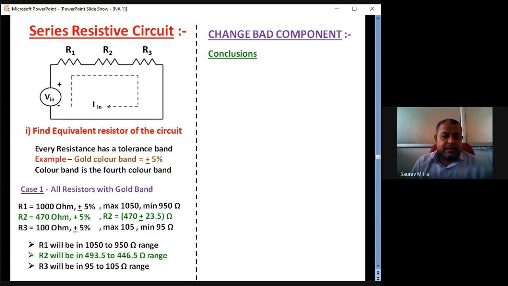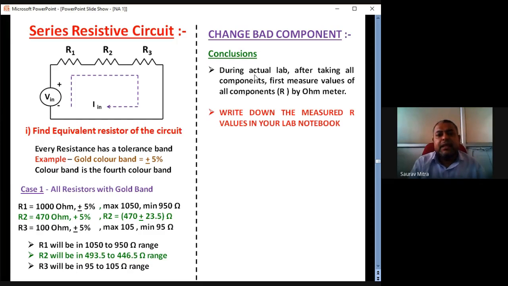So now these R1, R2, R3 practical values are calculated, and we have to take a decision. During the actual lab, after taking all the components, first measure the values of all components R by ohm meter. I am telling you the same thing repeatedly. Don't get bored, because these are cautions we tell students repeatedly, but still they make mistakes. Sometimes they are given a 220 ohm resistance in place of a 2.2 kilo ohm resistance. 220 ohm and 2.2 kilo ohm differ in only one color band, and they cannot distinguish them.